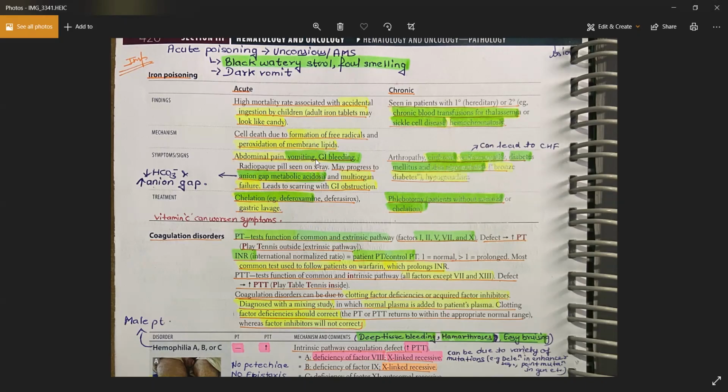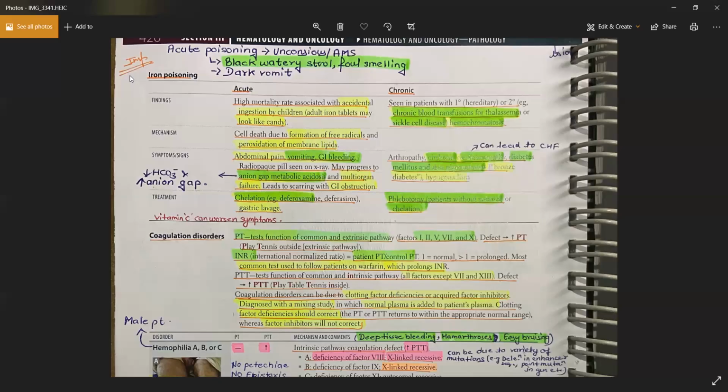And you guys already know that iron is a very important cause of high anion gap metabolic acidosis. So what you will get is a high anion gap metabolic acidosis along with hyperventilation. Multi-organ failure can occur and that can lead to the death of the patient. The treatment includes giving the patient chelation therapy, which means deferoxamine.